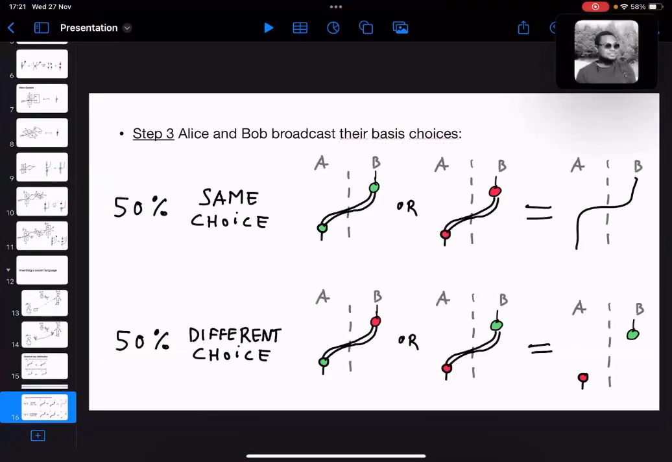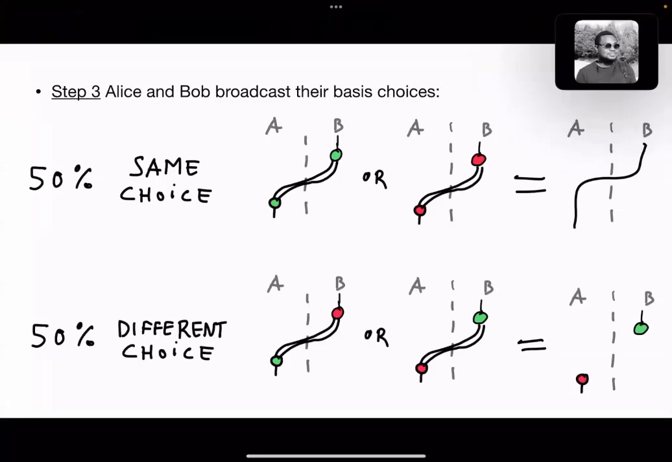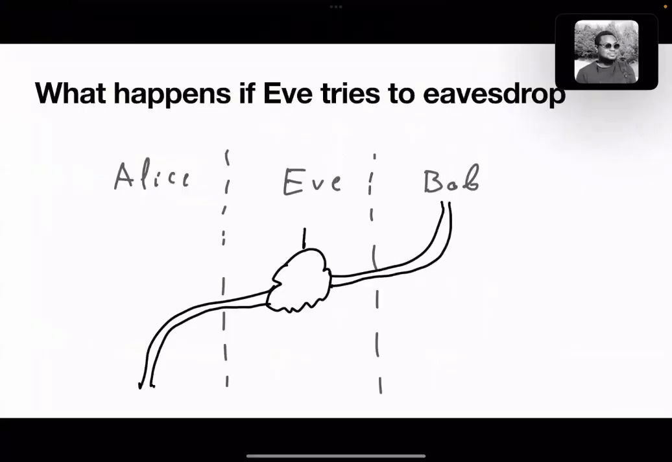Something else I should mention quickly is that they know the times when they have chosen their bases the same way, and then they have a set of bits which they can build a public key, a private key with. So they have shared this key with each other.